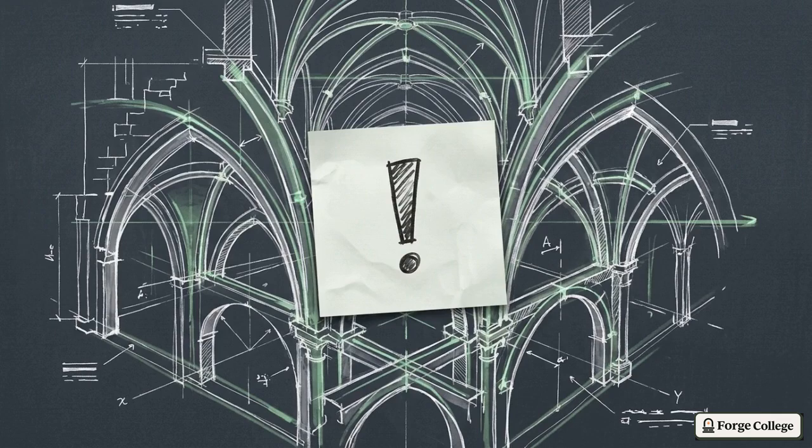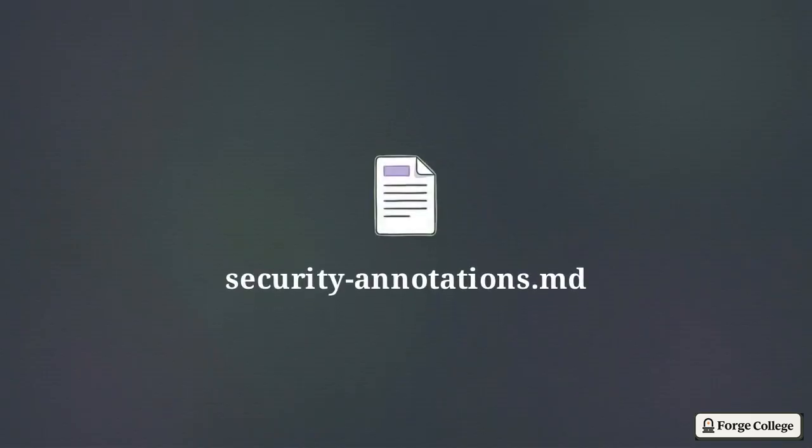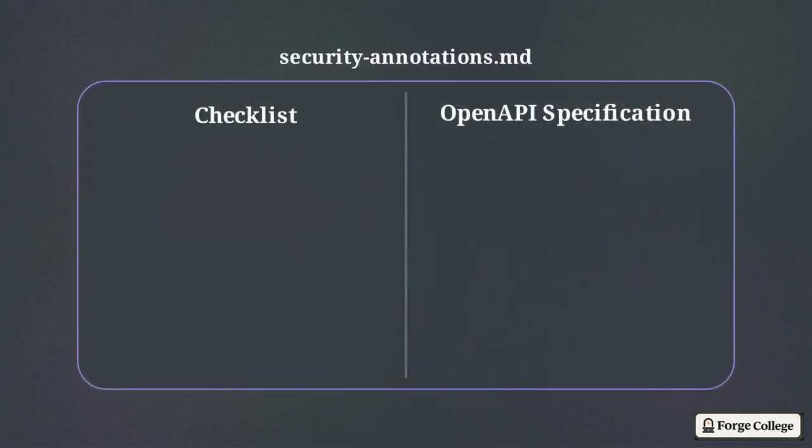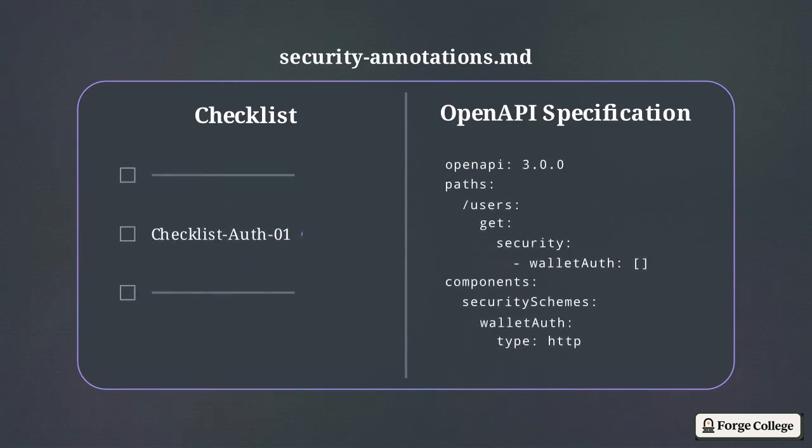At this point, you have a solid design, but how do you prove to a security reviewer that your technical blueprint actually satisfies the requests written on that original sticky note? We handle that with a file called security-annotations.md. A .md file is just a standard digital document. This file acts as a two-column bridge. On the left is your checklist item, and on the right is a direct link to the exact line of code in the blueprint that satisfies it.